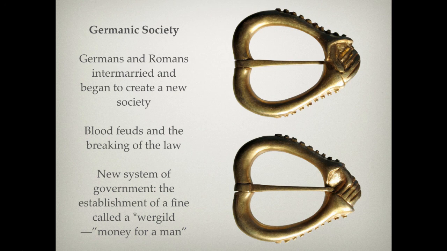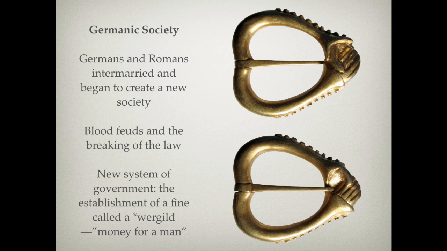And so we end up seeing a lot of similar traits that will end up being very important for the long haul, especially for the rise of the medieval period in Europe. We see blood feuds and the breaking of laws in general. But a new system of government is established and new ideas about justice. And one of the most lasting legacies of this idea is the establishment of a fine as punishment for death.